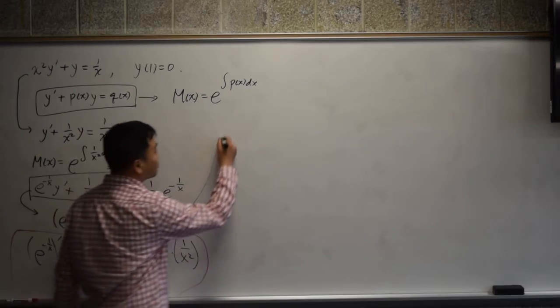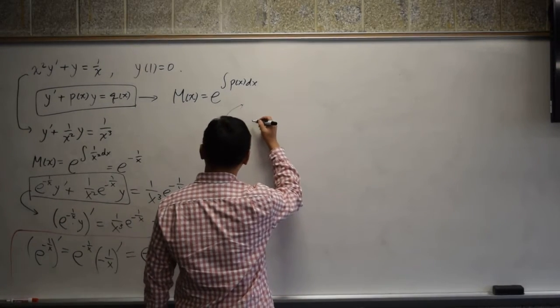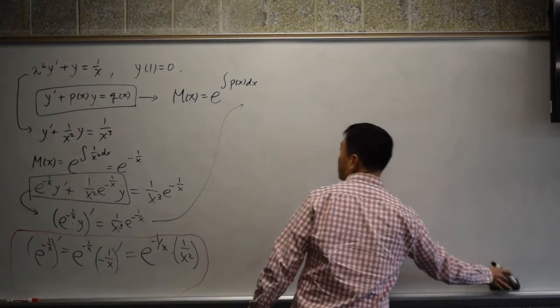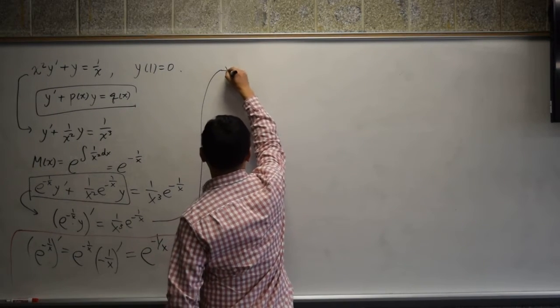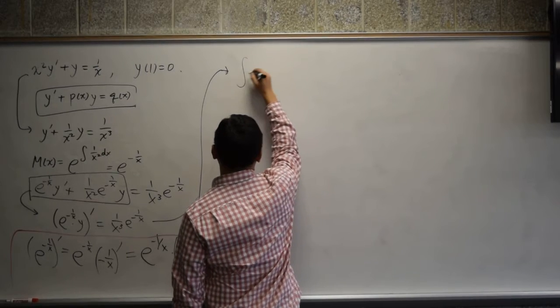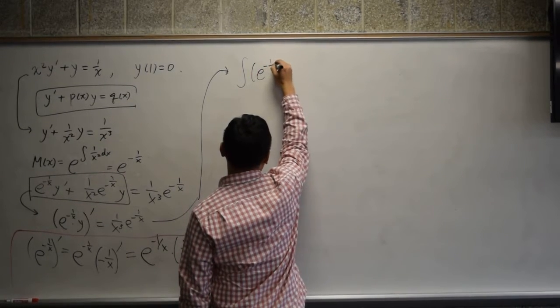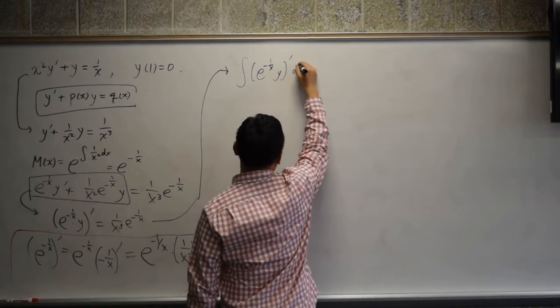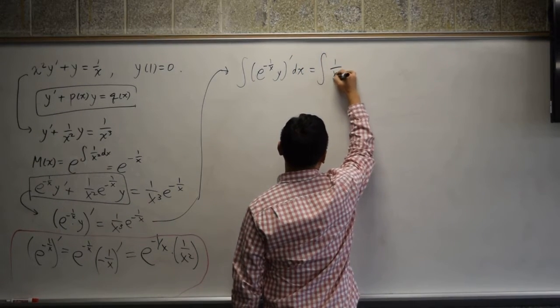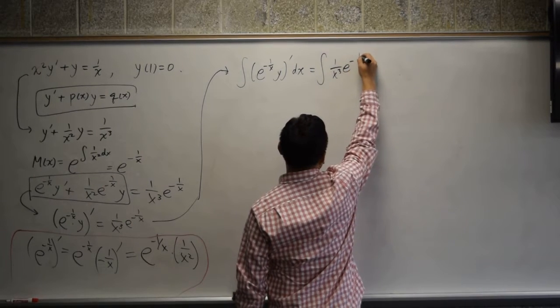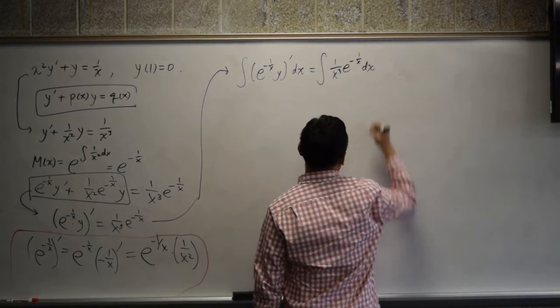We have to integrate both sides. So let's see. Let's integrate. The integral of e to the negative 1 over x y prime dx equals the integral of 1 over x cubed e to the negative 1 over x dx.